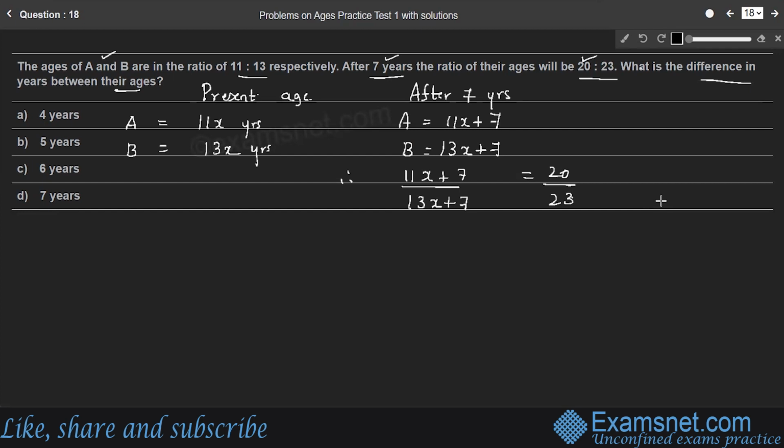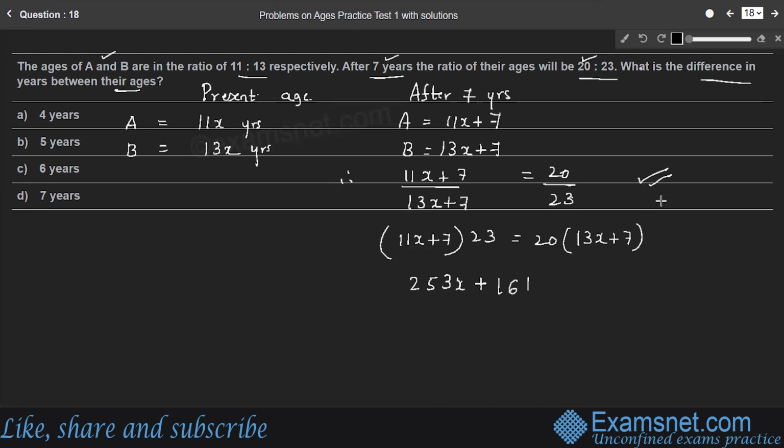Difference in years between their ages. So before going to the difference, we have to find their present ages. Then only we can find the difference, right? So we'll find the present ages. For that, we need the value of x, right? So using this equation, we'll find the value of x. So (11x plus 7) into 23 is equal to 20 into (13x plus 7), right? So 23 into 11x. So here it is 11 into 3, 33. 22 plus 3, 25. So 253x plus 7 into 23. So 7 into 3, 21.